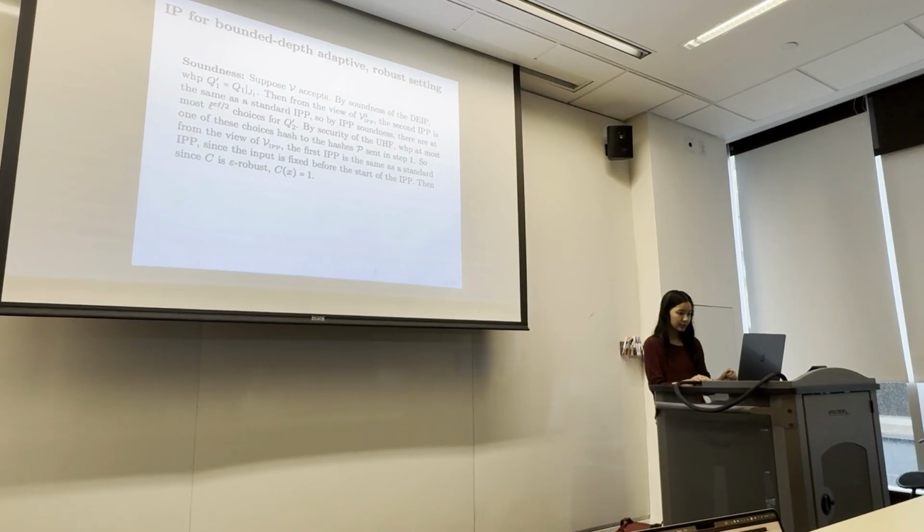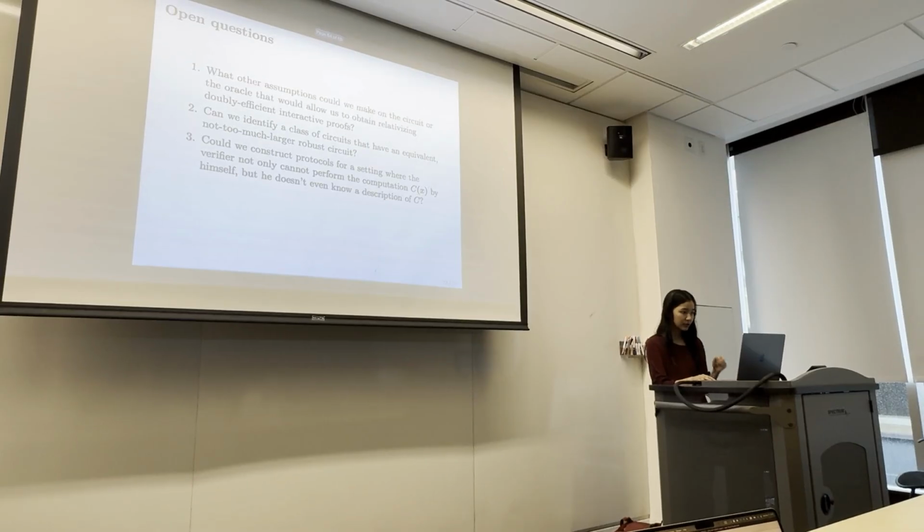So then we use the security of this universal hash family. With high probability, at least one of these choices is going to hash to the hash that this prover sent in step 1. So now from the view of the first IPP verifier, the first IPP is also going to be the same as a standard IPP because the input was fixed before the start. So then, since C is epsilon robust, we have that C of x is equal to 1.